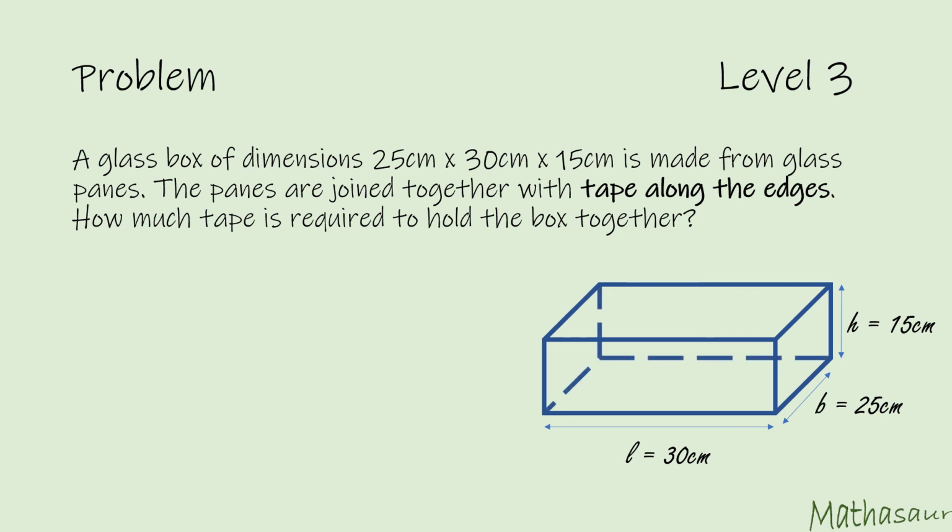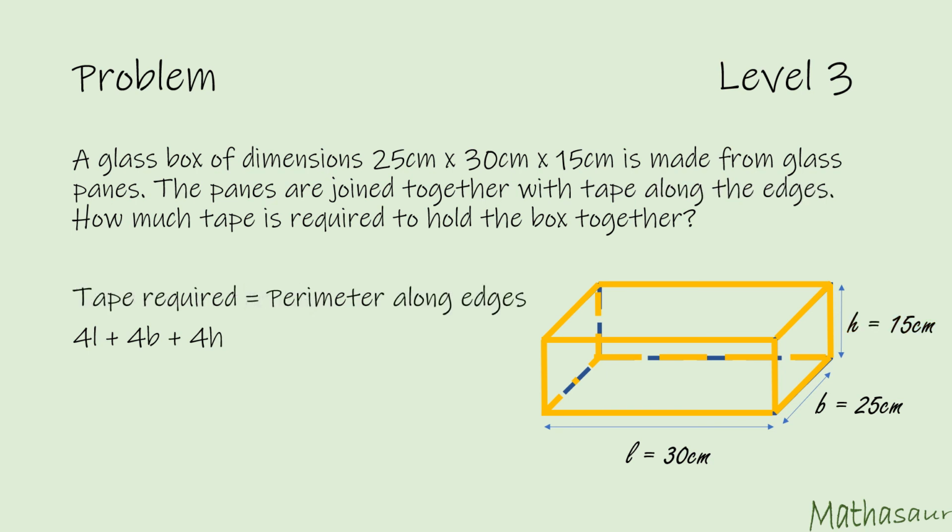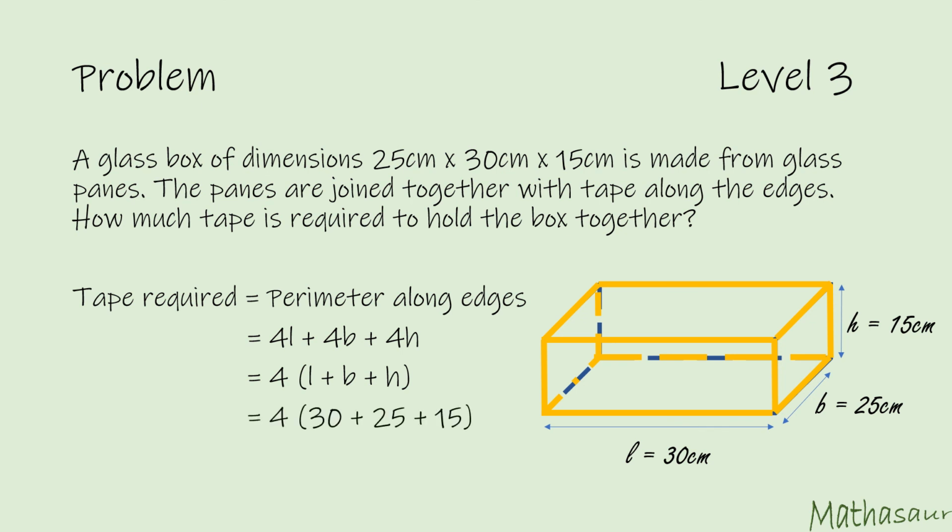Let us show the hidden edges by dotted lines. Now let us count the edges. There are 4 L's, 4 B's and 4 H's. Now my tape required would be equal to the perimeter along these edges, which is 4 times L plus 4 times B plus 4 times H. Let us take 4 common and substitute the values. 280 centimeters.